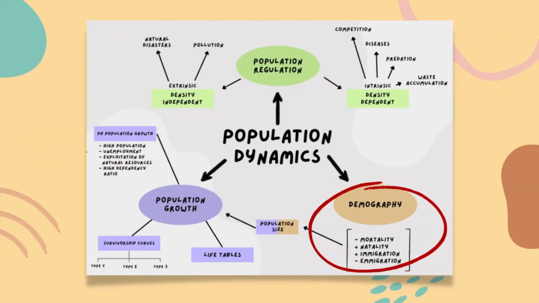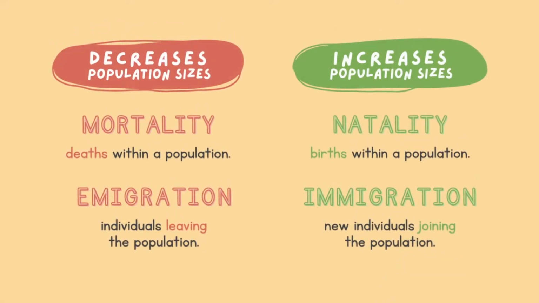Within a population, there are certain factors that affect its expansion and decline. Demography, as we call it, is the mortality, natality, immigration, and emigration rates within a population. Mortality refers to the deaths within a population. Natality would be the births. Immigration would be the new individuals joining the population. And emigration would be the individuals leaving the population.